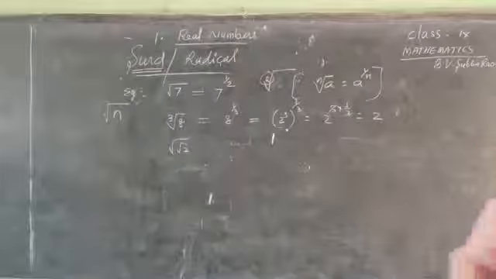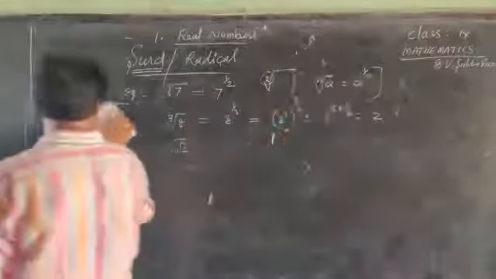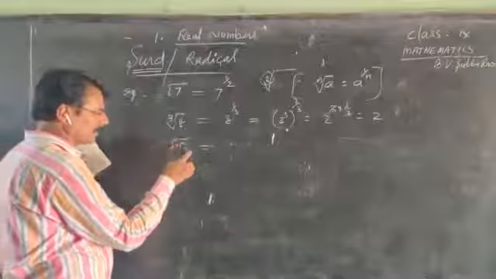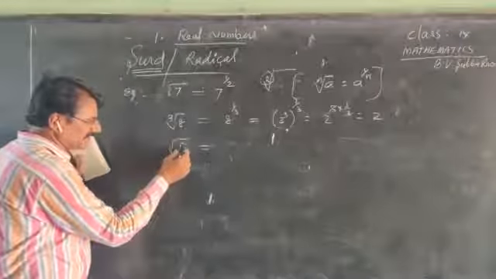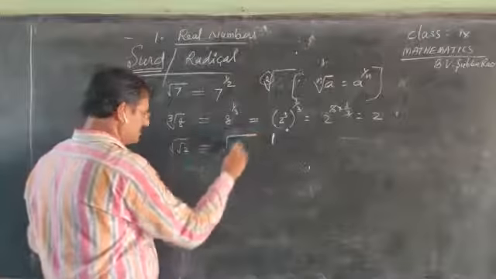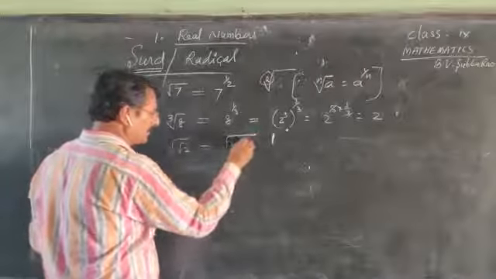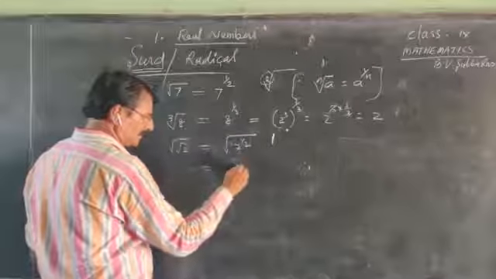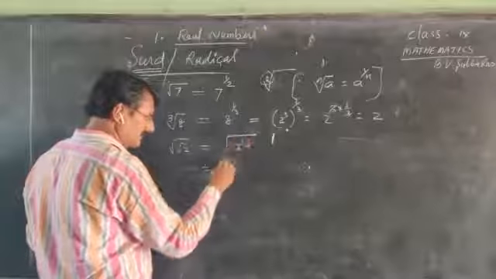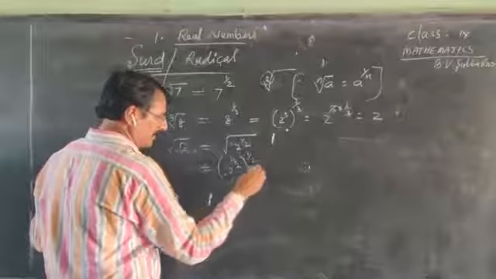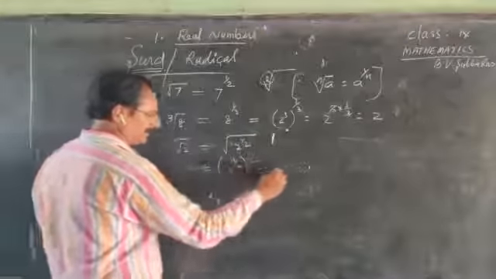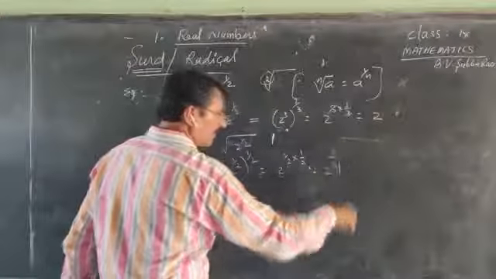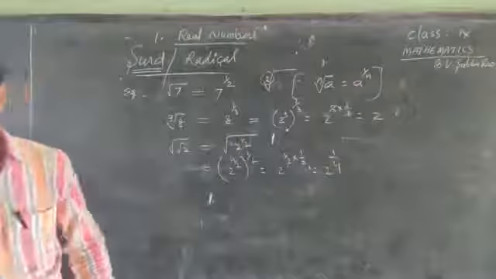See the last example. The fourth root of square root 2. First change the interior part. Square root 2 can be written as 2 to the power of 1 by 2. Again we can change this one, 2 to the power of 1 by 2, whole to the power of 1 by 2. Now it is exactly like a to the power of m whole to the power of n. 2 to the power of 1 by 2 into 1 by 2, that is 2 to the power of 1 by 4. It is a radical form.